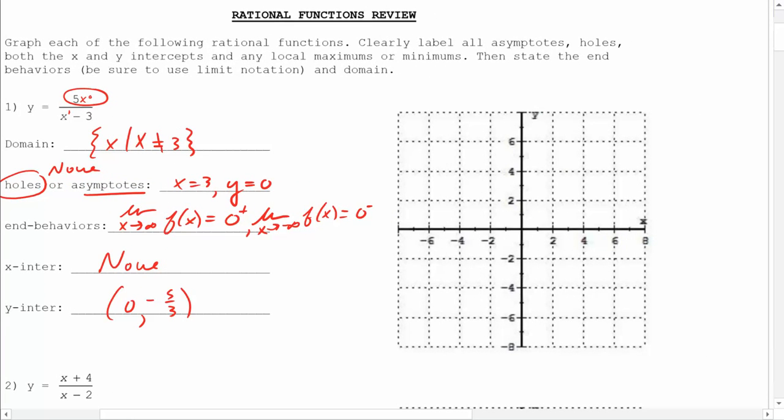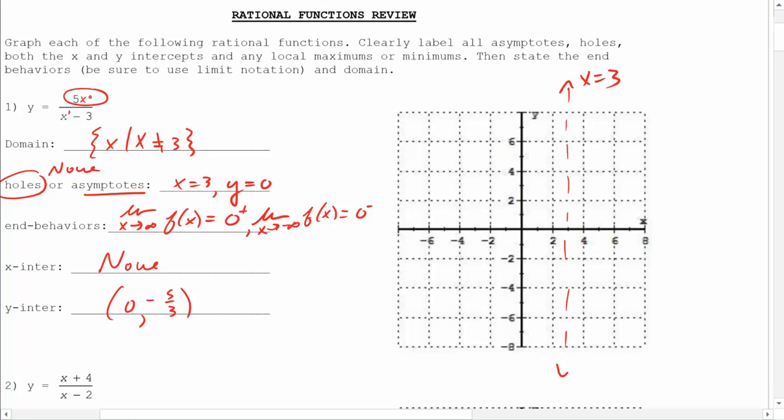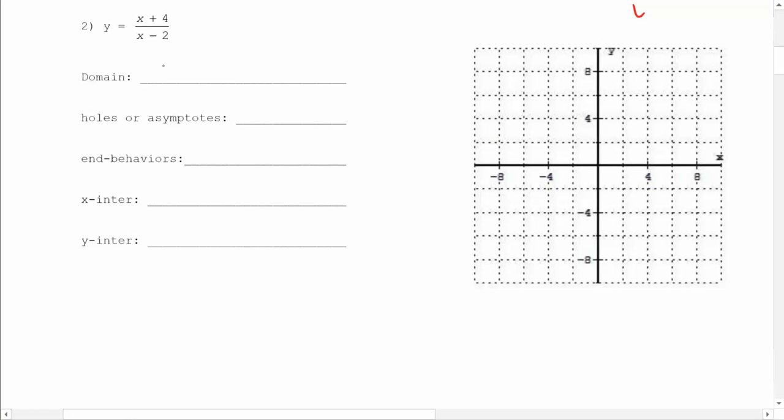So when you put that all together, you end up with an asymptote at 3. And then you end up with a graph with 0, negative 5/3, like a 0, almost negative 2, so right about here. It goes down, doesn't cross, and then does this. Yay. Good job. Looks good, everybody. x is x such that x is not equal to 2. Yep. Noah, are there any holes? No. There are no holes.